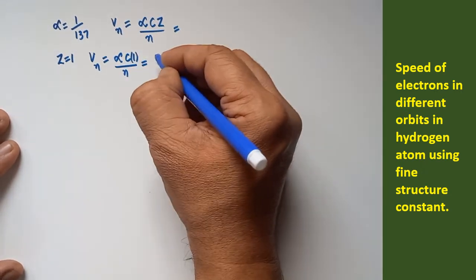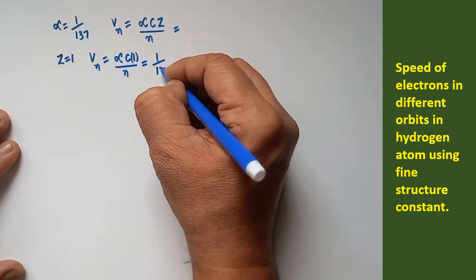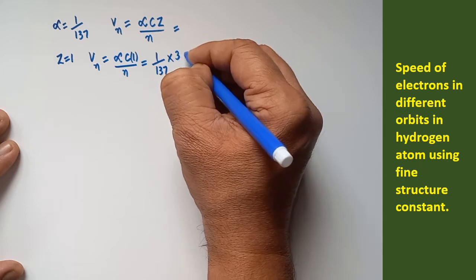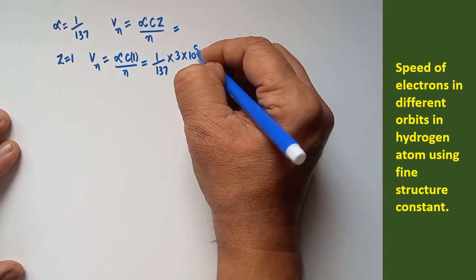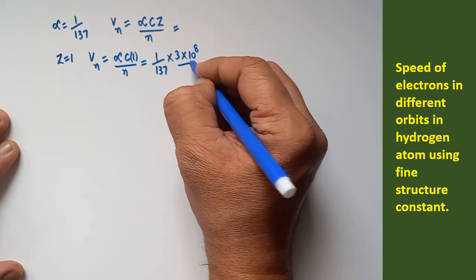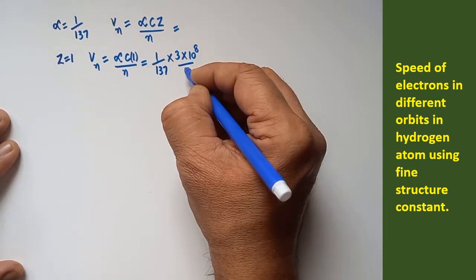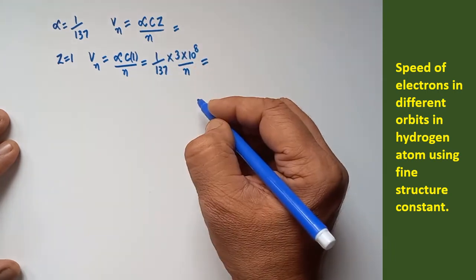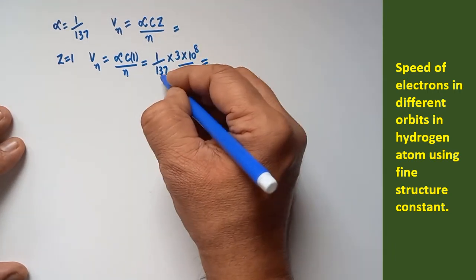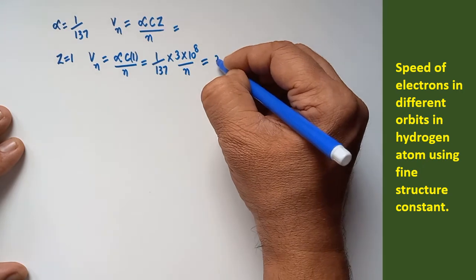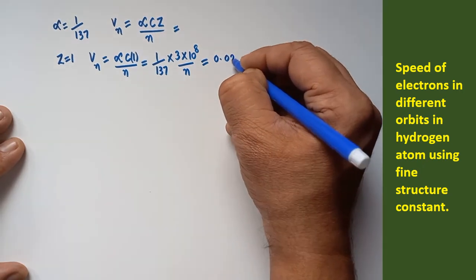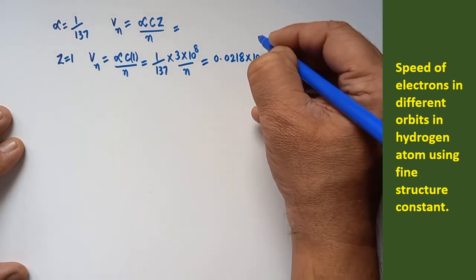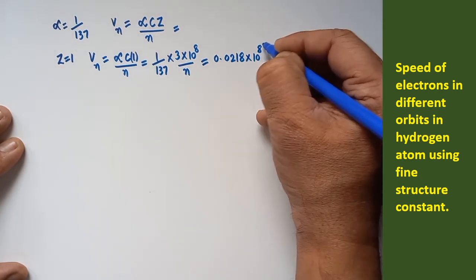Here alpha value is 1 by 137 and C value is 3 into 10 to the power of 8 meter per second. Depends on the principal quantum number, the velocity will change. Now I am going to simplify this formula. 3 divided by 137 value is 0.0218 into 10 to the power of 8 can be written.